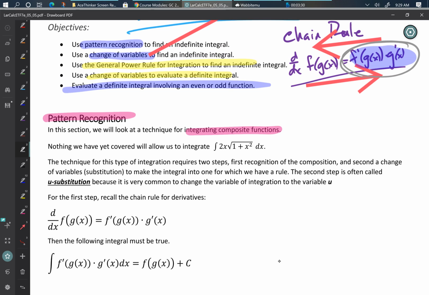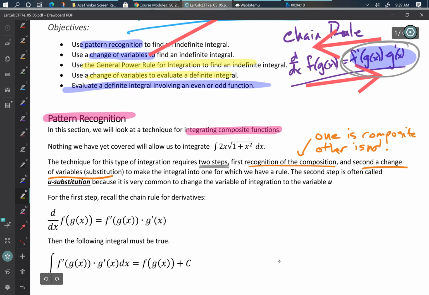The technique that we're going to use requires two steps. The first step is to recognize that one of the things being multiplied together, one of our multiplicands, if you want to get fancy about it, is a composition, and how we're going to deal with that. So one is composite, the other is not composite. Then we're going to use a change of variables, that's what we call substitution, to make it work.